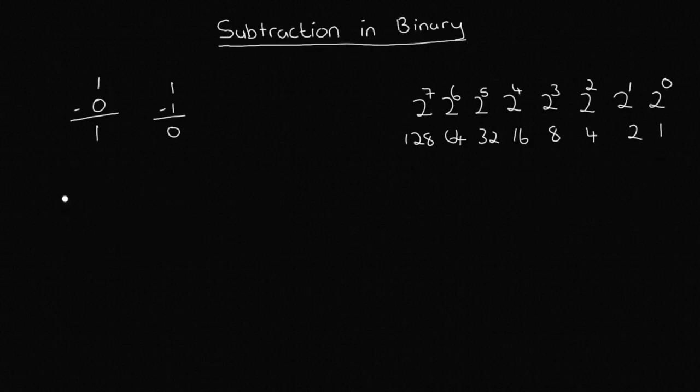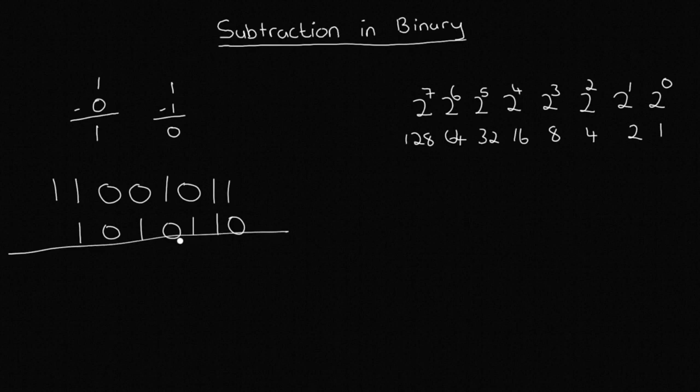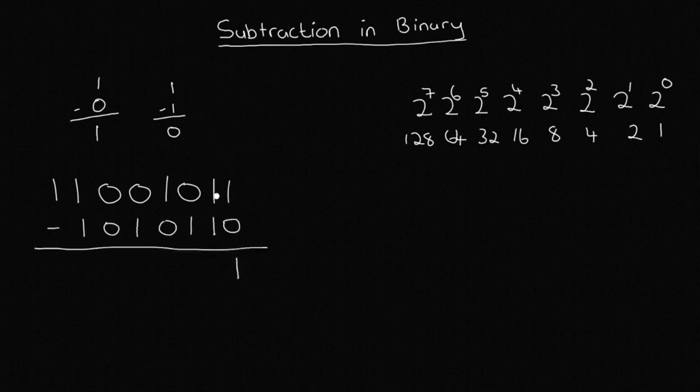This is our last example, and it's the most difficult one so far. The first number that we want to take away from will be 1, 1, 0, 0, 1, 0, 1, 1. And the number we want to take away from this number will be 1, 0, 1, 0, 1, 1, 0. So let's start off. 0 from 1 leaves us with 1. 2 1s will cancel themselves out, so it leaves us with 0. 1 from 0 we cannot do, so we need to borrow. This becomes 0, this becomes 2. This will now become 1.